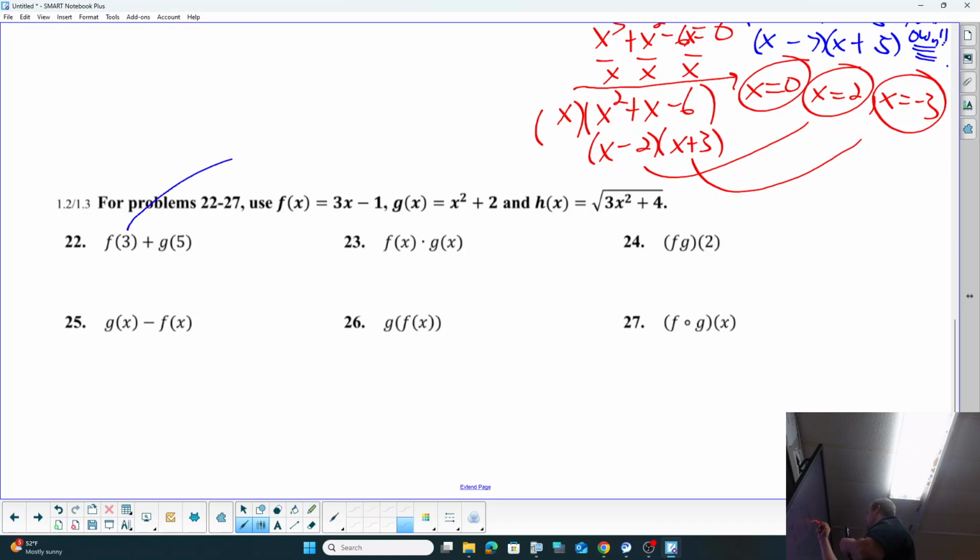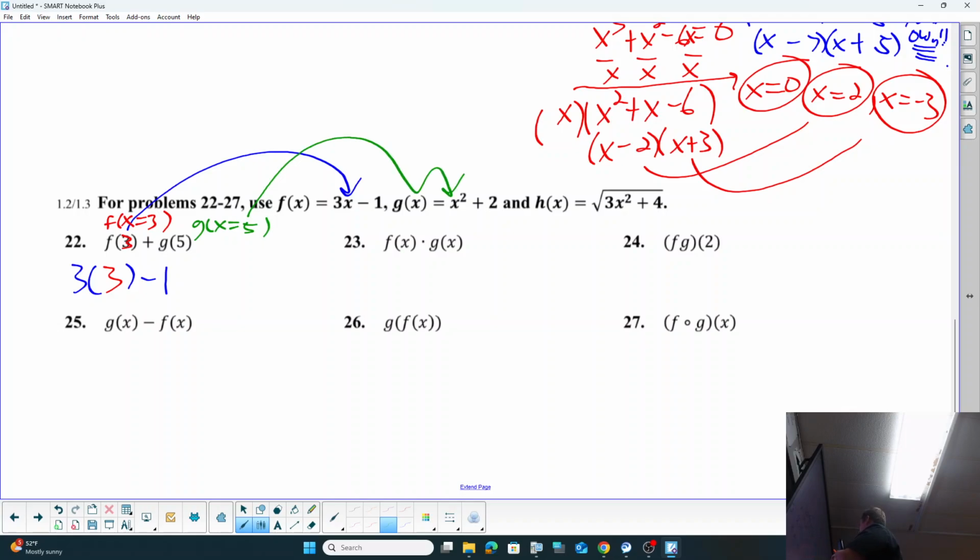So this is saying to plug 3 into f. So we have 3x minus 1, and we're going to plug a 3 in there for f, because f means x equals 3. Then we also have g of 5, so that's g of x with x equals 5, and that plugs in here.